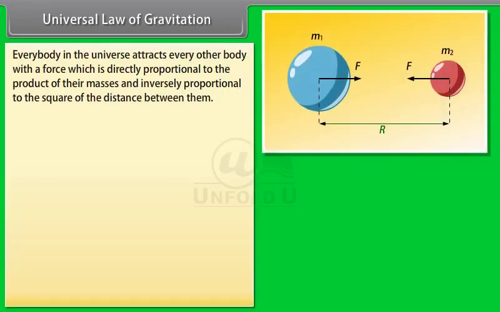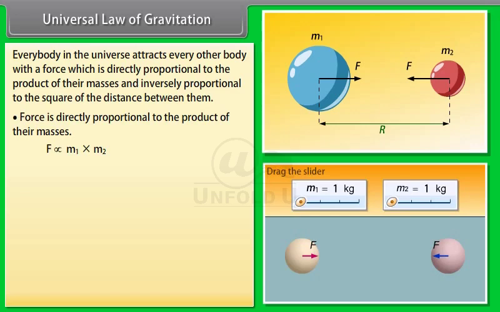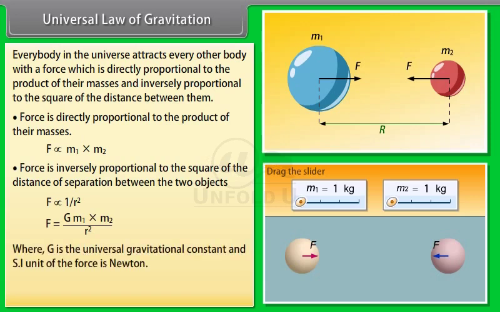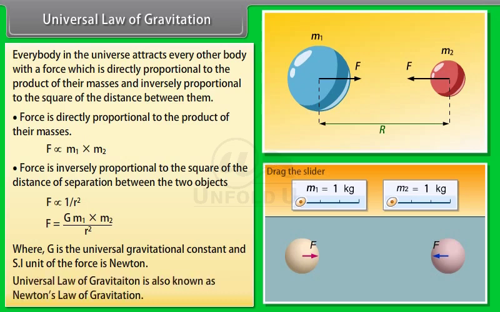Universal law of gravitation. Every body in the universe attracts every other body with a force which is directly proportional to the product of their masses and inversely proportional to the square of the distance between them. Force is directly proportional to the product of their masses. Force is inversely proportional to the square of the distance of separation between the two objects, where G is the universal gravitational constant and the SI unit is Newton. The universal law of gravitation is also known as Newton's law of gravitation.